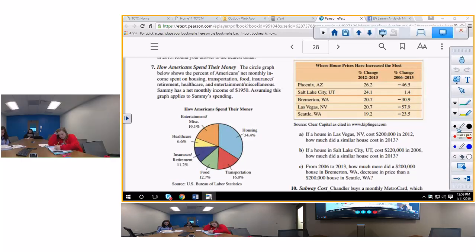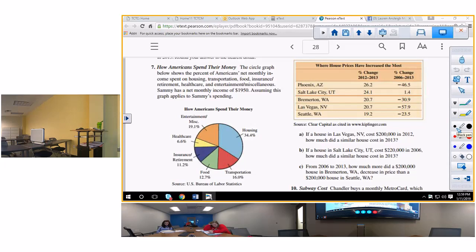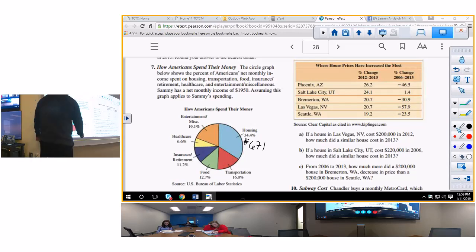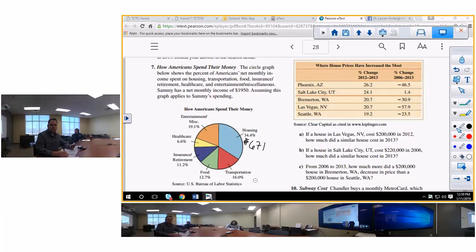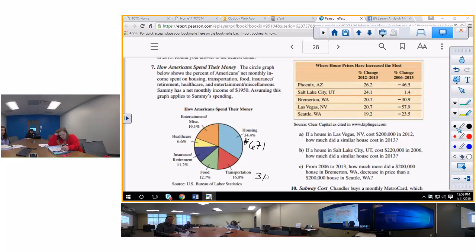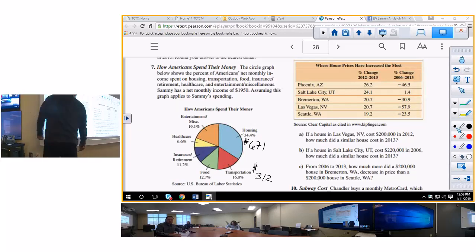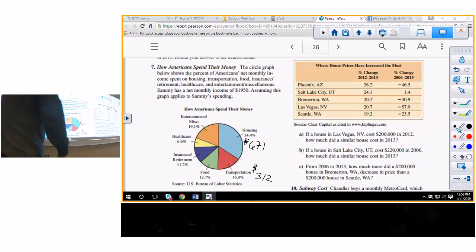Okay, so somebody do the other ones. Let's do transportation. $671 on housing. So that'd be 0.16 times 1950. What does that come out to? Round to the nearest dollar, please. $312. $312? Yeah. All right, somebody do food. That would be 0.127.